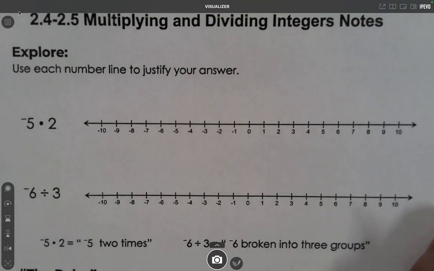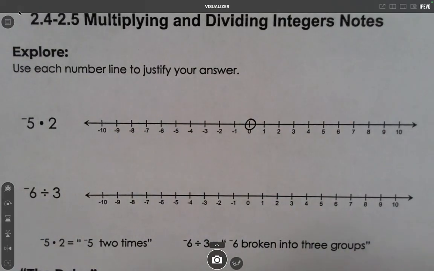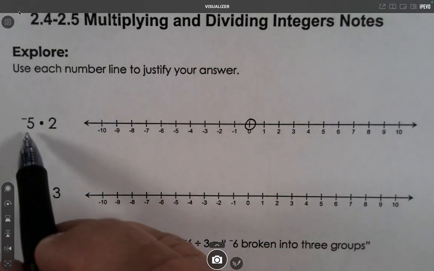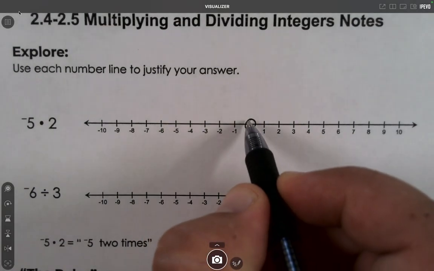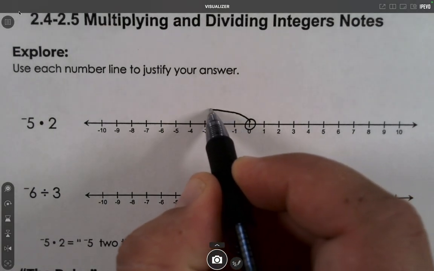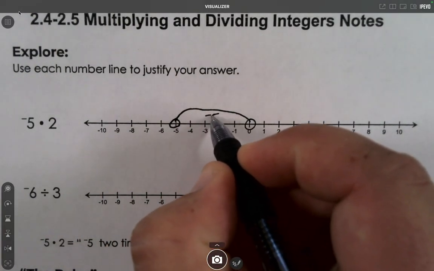So this first one, negative 5 times 2. Our starting point on a number line is always at 0. So there's our starting point. And on a number line, negative 5 means we go to the left 5 units. So 1, 2, 3, 4, 5. So we went down 5.